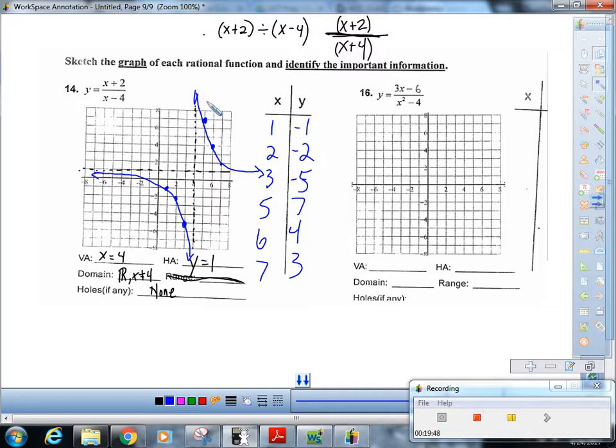y equals 3x minus 6 over x squared minus 4. Okay, step 1. Factor it. 3 times x minus 2 on the top. That would be an easy one to forget to factor. And on the bottom, what are we going to get? Oh, I think it is x plus 2, x minus 2. Okay?